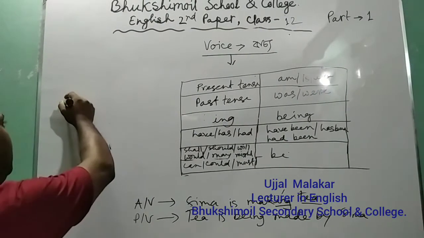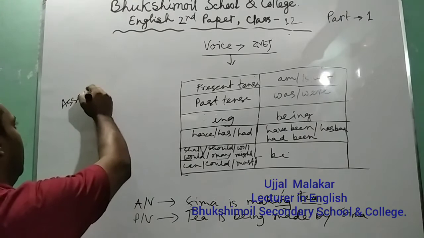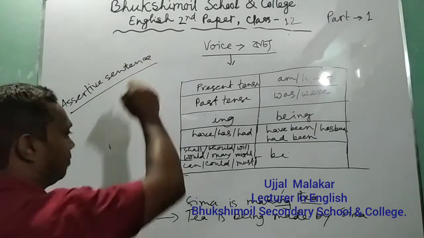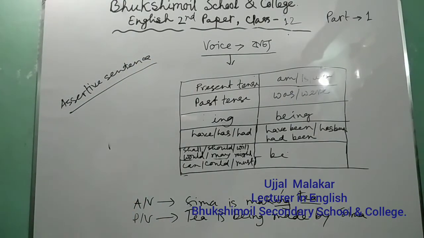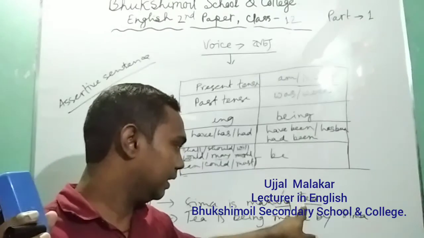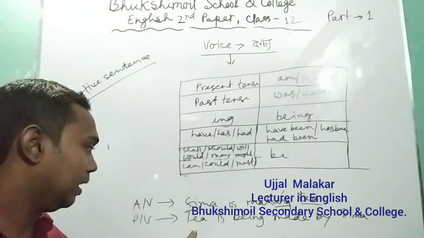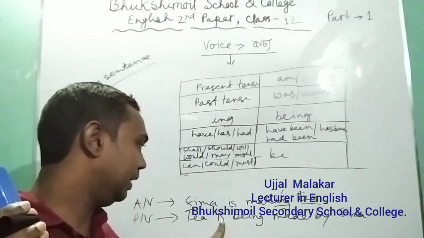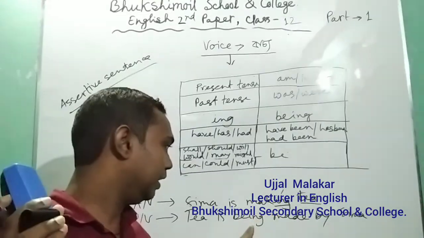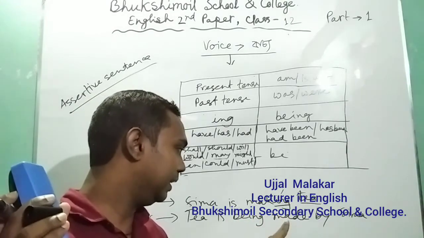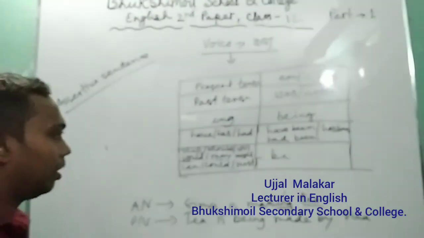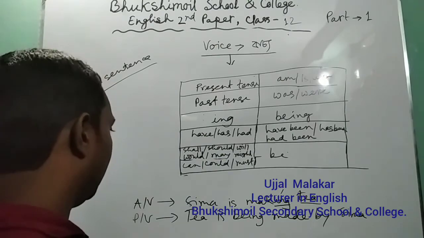All these examples belong to assertive sentence. I am repeating this sentence again. First we know that object, then comes auxiliary verb is, according to this subject and tense, then comes being for this ing, then comes B3 of this main verb, then comes by, then subject. Okay, my dear students, let's know about another example.